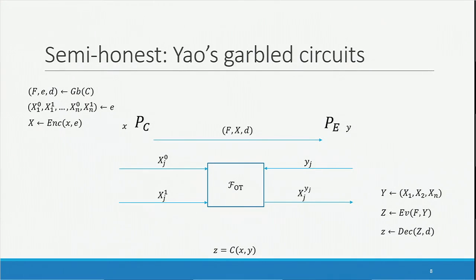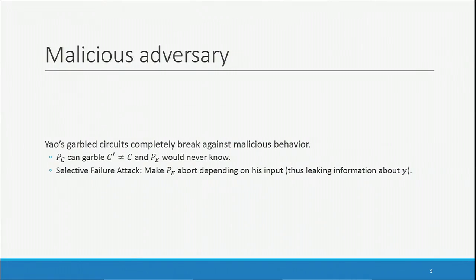Now, this is for the semi-honest setting, and the current scheme completely breaks down against a malicious adversary. The most obvious attack is that the constructor can garble a different function, say one that might reveal a lot of information about the evaluator's input. And if he does it cleverly, then the evaluator cannot detect this.